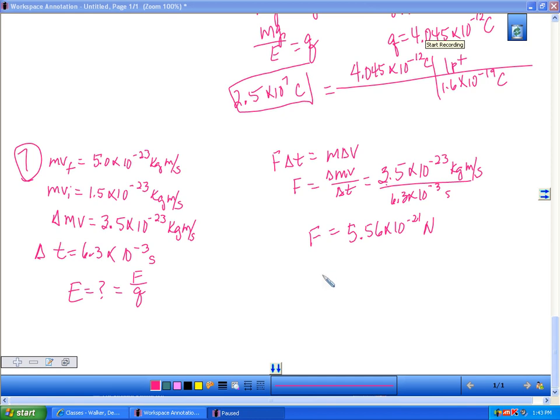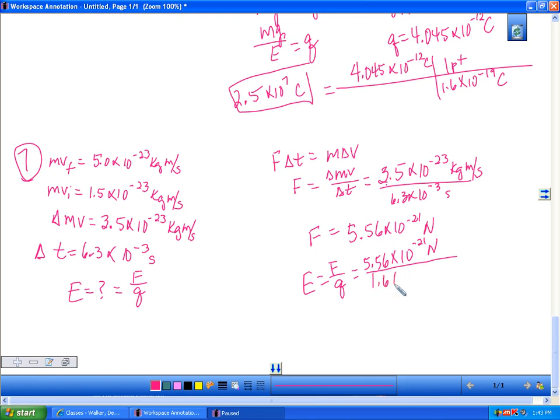So there's my force. Now they want E. Well, E is F over Q. So I'm going to take that 5.56 times 10 to the minus 21 newtons over the charge of a proton, 1.6 times 10 to the negative 19th coulombs. And my E is 34.7 newtons per coulomb.